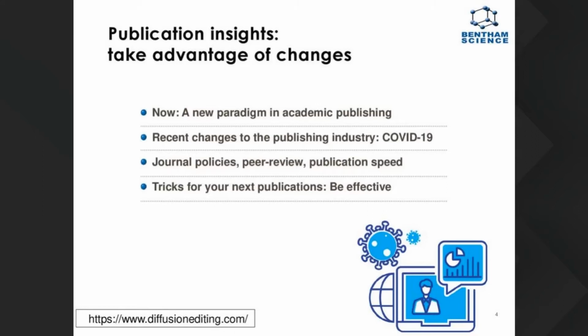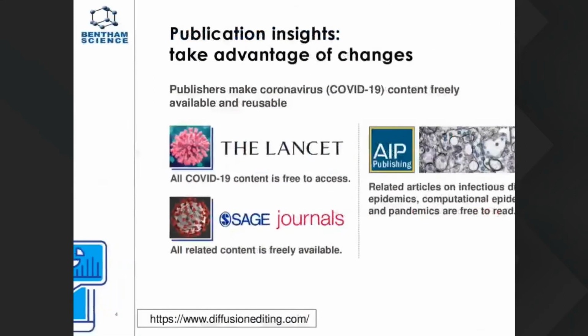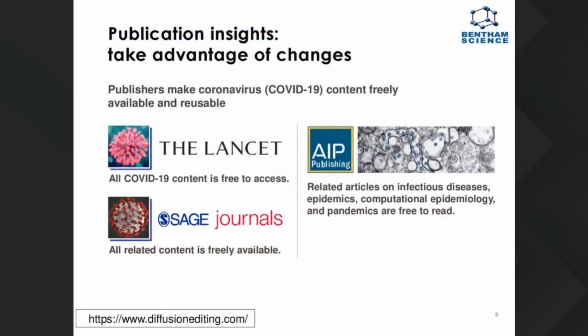How does this relate to journal selection? Well, all of these issues are current in the publishing industry. So you, as an effective academic author, to make yourself more efficient, you need to be aware of these changes so that you can select a journal that's going to work effectively for your next publication. So it's very important to be aware of these kinds of publishing insights.